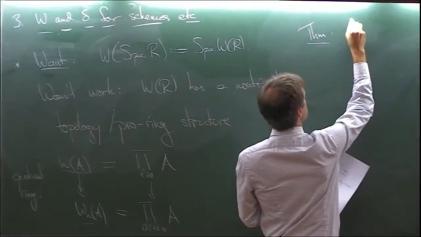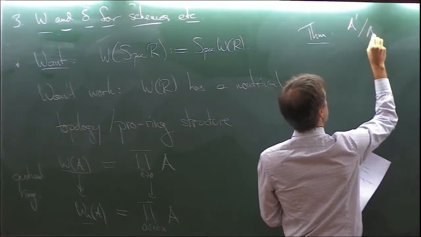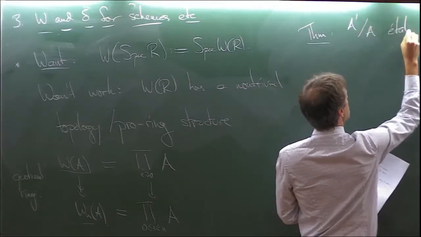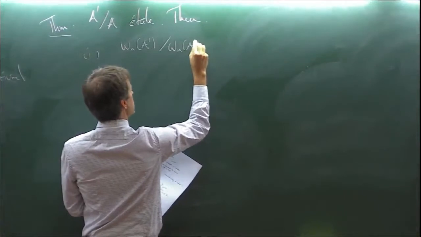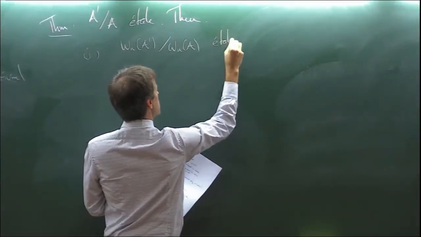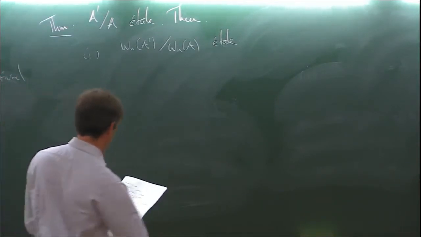So let me give you a theorem. So suppose, and we'll need this for localization, A over A prime is étale. Then Wn of A prime over Wn of A is also étale. So this is a non-trivial theorem. For instance, it's not true for flat or smooth, things like that.